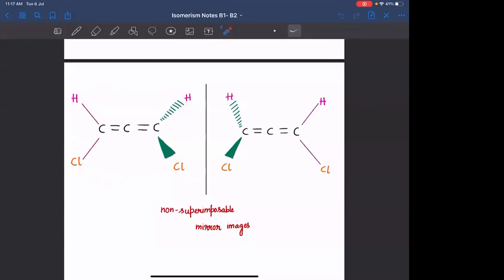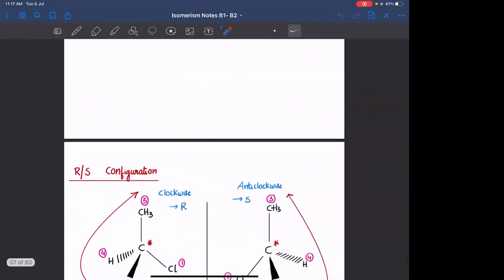You will be seeing a cumulated diene. This is a cumulated diene. You need to know that it is a chiral compound. बस इतना ही. Okay? ठीक है.